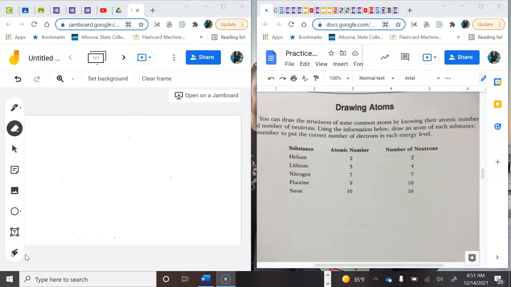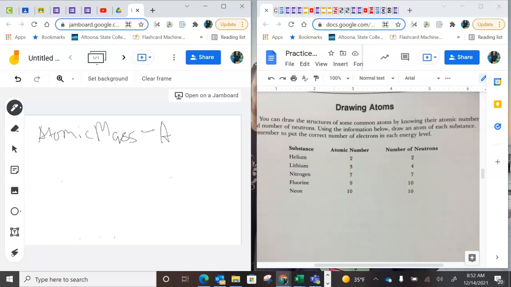On this next page of the packets, you'll see a section called Drawing Atoms. So you'll still need your periodic table for this one, but you have to know that when you're drawing atoms, the number of protons equals the number of electrons. And then to get the number of neutrons, you take the atomic mass minus the atomic number, and that will tell you how many neutrons there are.